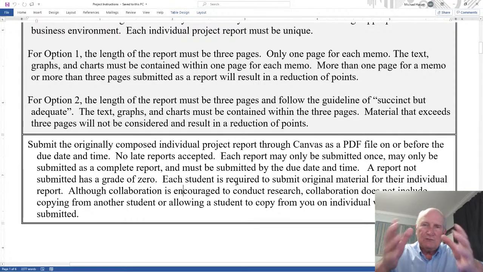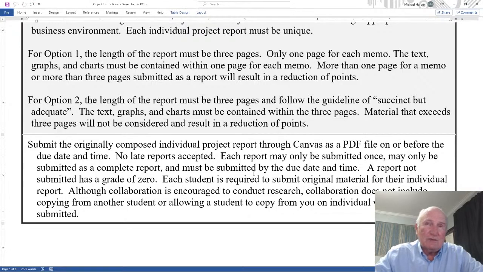Don't let anyone see your paper. You write and you submit. Let them write and they submit. You don't share written papers, written submissions. You can share research. You can talk about what you've learned. You can talk to them. But the writing is individual and original.